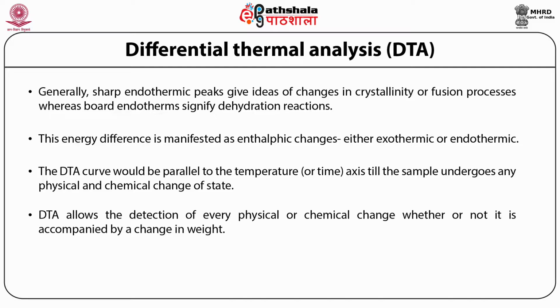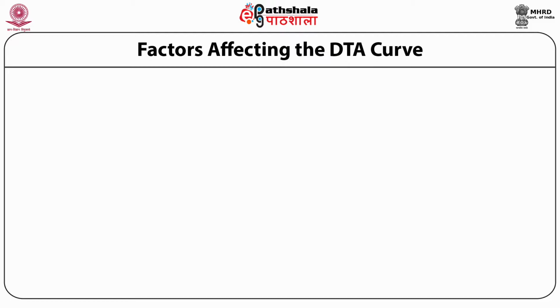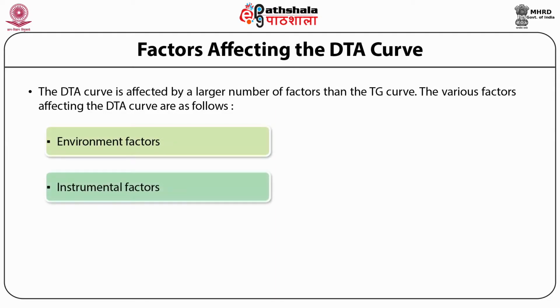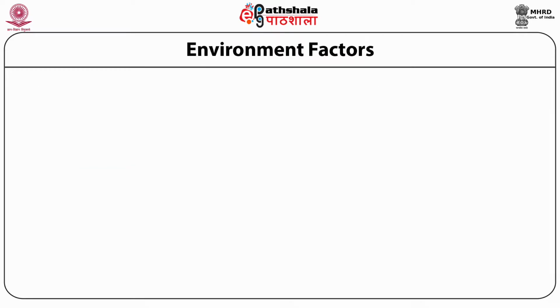Factors affecting the DTA curve. The DTA curve is affected by a larger number of factors than the TG curve. The special influences on the DTA curve will be considered here. The various factors affecting the DTA curve are environmental factors, instrumental factors, and sample factors.